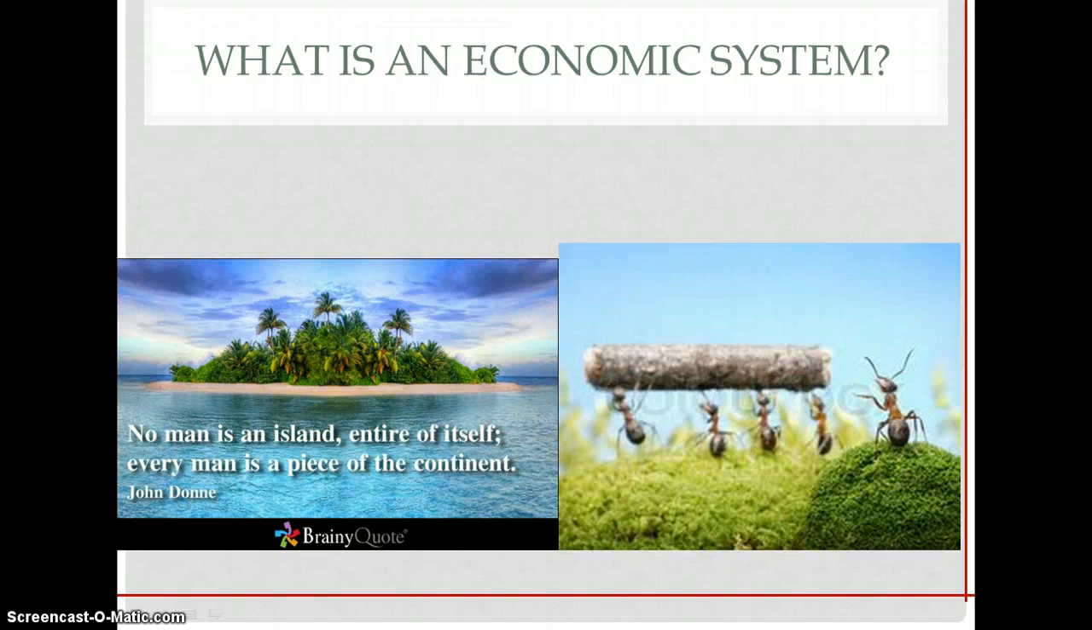All right, so what is an economic system? Well, think of it this way. No person, no man, no woman is an island. We need each other. You see, we got the ants there. We work together. We don't survive on our own. Your book gave the example of Robinson Crusoe, who was shipwrecked and made his own one-person economy, and it worked for living. More recently, about 15 years ago, there was a movie called Castaway, where Tom Hanks was on his own. They made it, and they could live, but the one thing they needed was people.